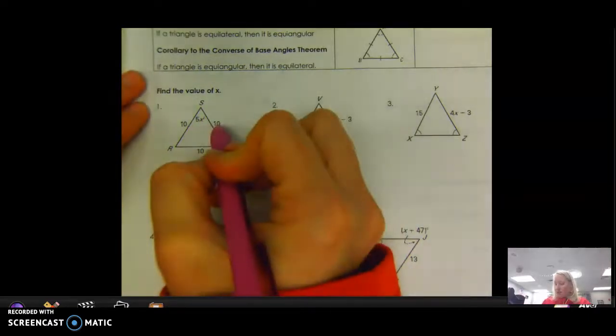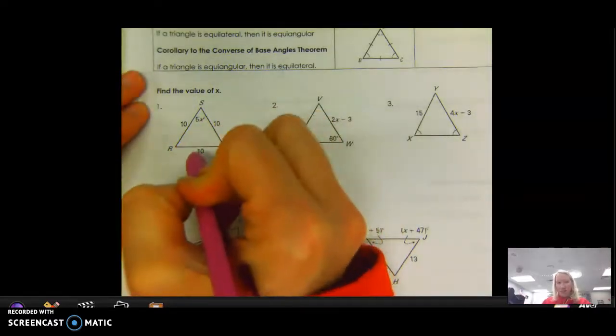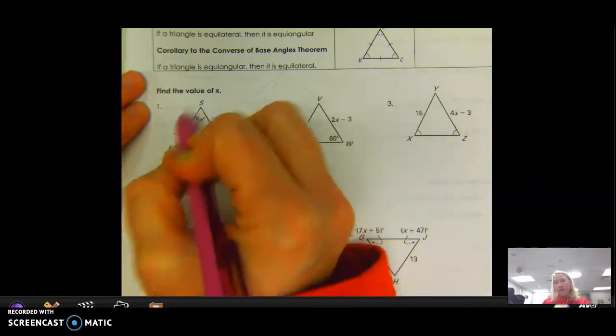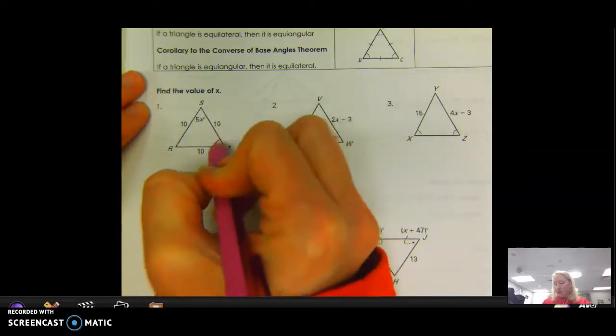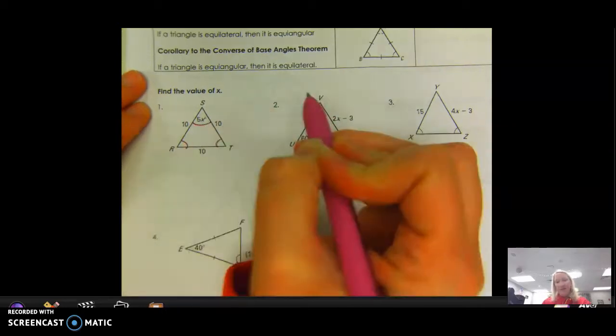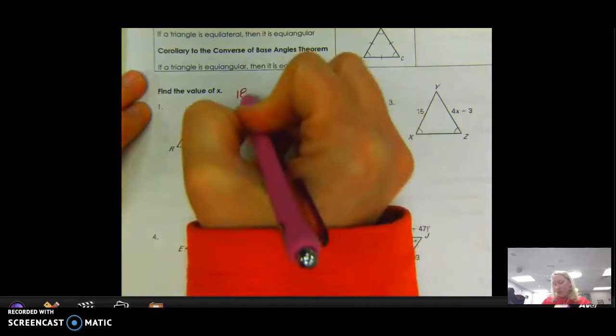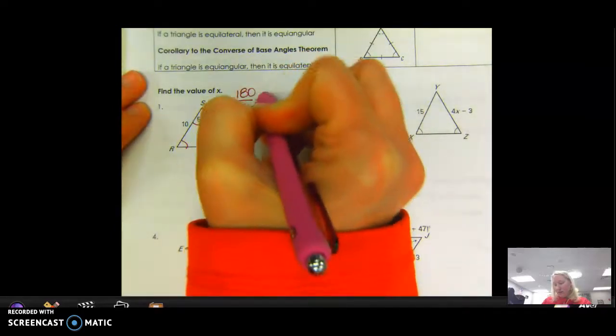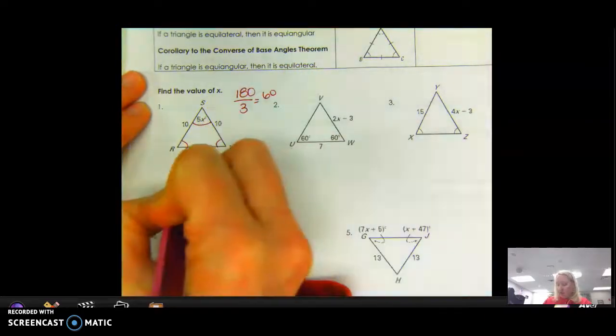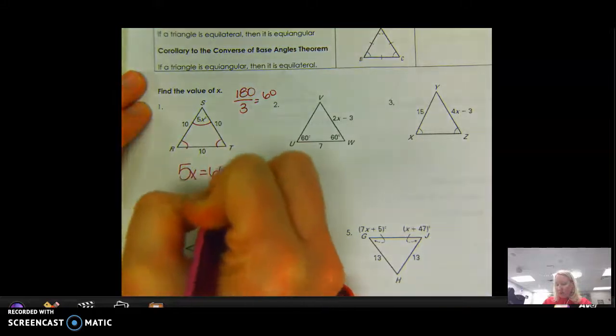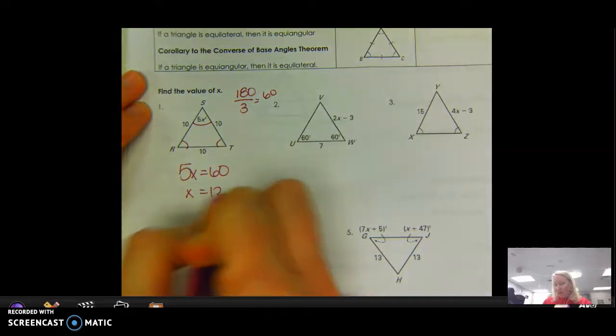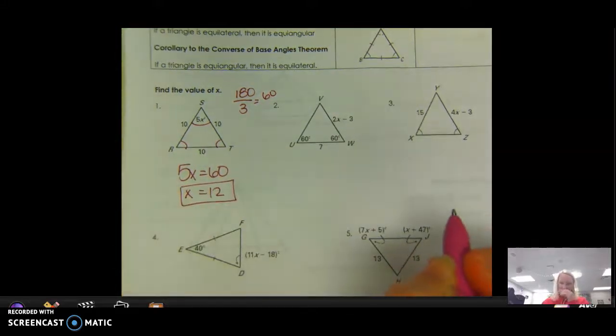So this is showing that all three sides are equal. If all three sides are equal, it's equilateral. That also means it's equiangular, so all angles are equal. To make 180 degrees in a triangle, if I have 3 equal angles, each angle is 60 degrees. So I just do 5x equals 60. Divide by 5, divide by 5, that means x equals 12.